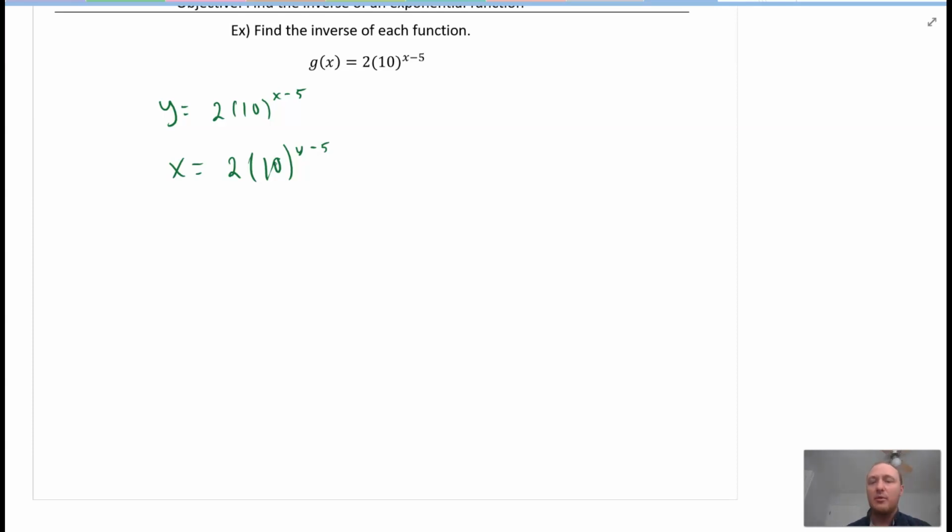So now I want to isolate my power expression. Notice I have a 2 on the other side. So what I'm going to do is use inverse operations. I'll divide each side by 2.